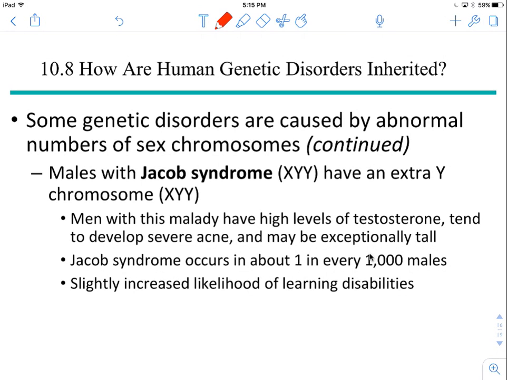Okay. Our last sex chromosome disorder we're going to talk about is Jacob syndrome, which is XYY. There's an extra Y chromosome. This gives men with Jacob syndrome very high levels of testosterone. They tend to have severe acne, maybe very, very tall. They think a lot of the tallest men, Guinness World Record guys, are all sufferers of Jacob syndrome. It occurs in about 1 in every 1,000 males. Again, not a ton of other characteristics other than a slight increase of learning disabilities.